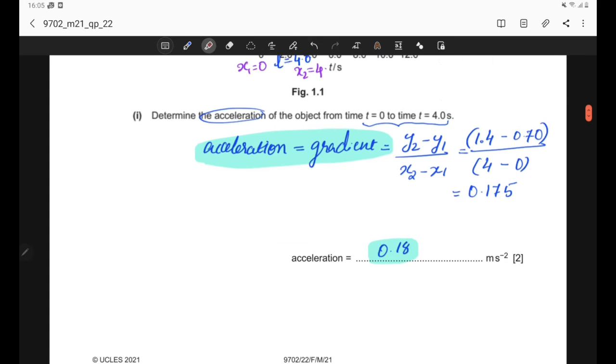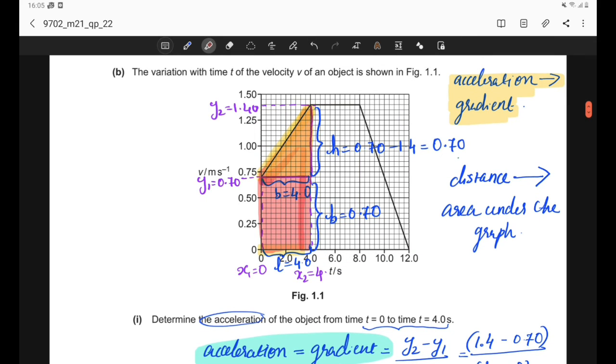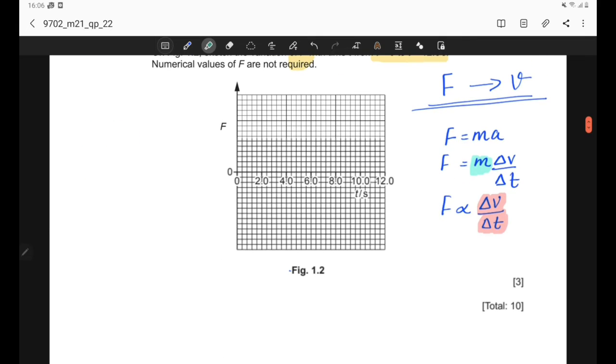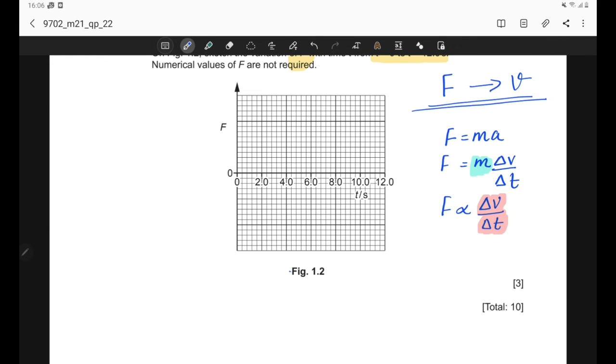But from this graph, delta V over delta T is the gradient of the graph, because we know that gradient is change in y-axis over change in x-axis value. Here on the y-axis it is velocity, so we get delta V, and on the x-axis it's time, so delta T. So the gradient of the first graph is delta V over delta T, the same as in this relation. So we can write that force is directly proportional to the gradient of the first graph.